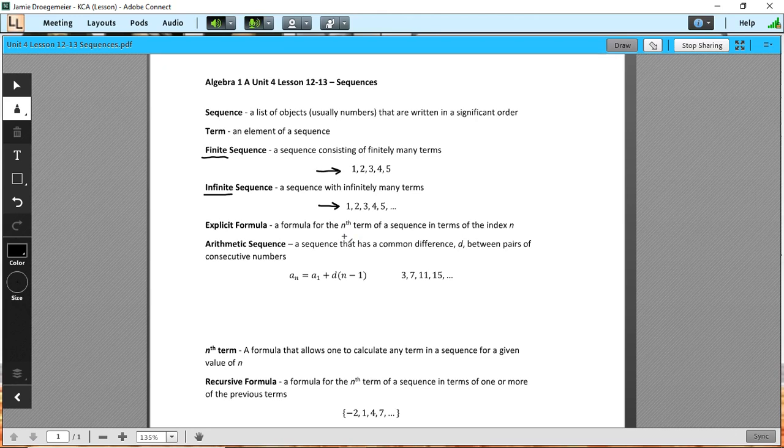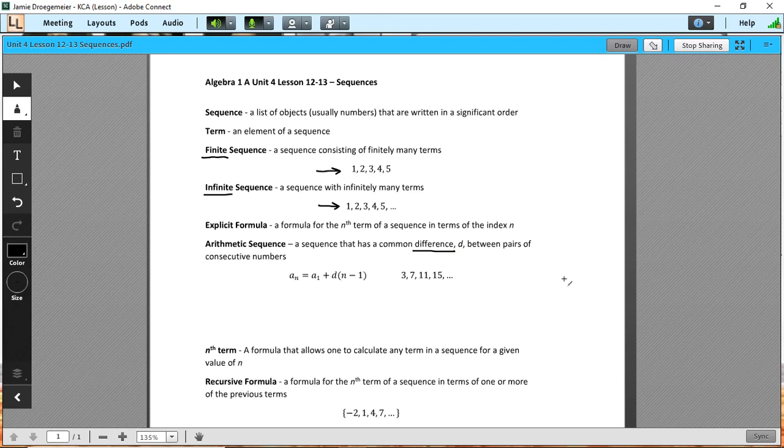All right, and so a couple of specific types of sequences that we'll talk about. We're going to focus on what's called an arithmetic sequence. An arithmetic sequence is a sequence that has a common difference between the pairs of numbers. So if you think of the word difference, we use that in subtraction. So an arithmetic sequence deals with addition and subtraction.